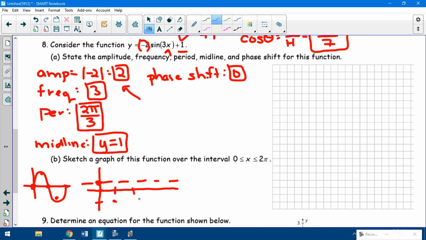Then I'd be back on the midline. Then I'd go 2 above the midline. 1, 2 right there. And then I would end on the midline again. And this spot over here would be 2 pi over 3 because that's the period. That's one cycle.